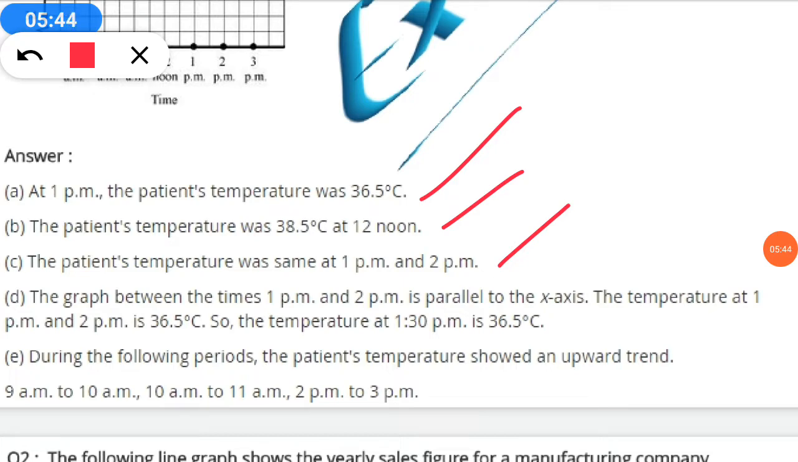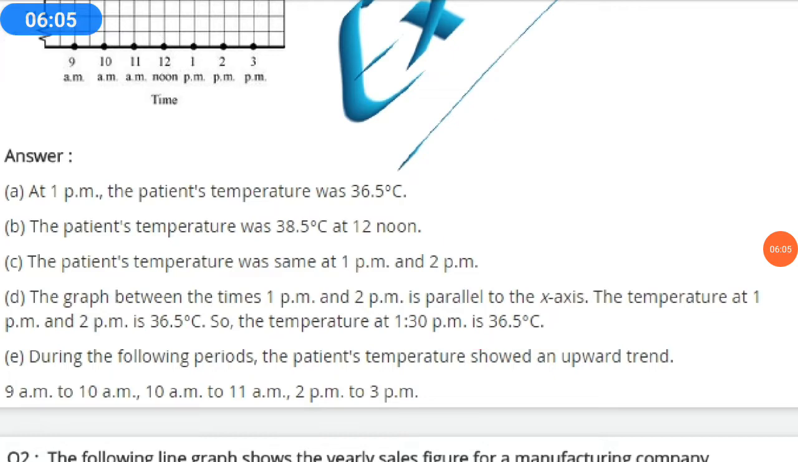That's why the temperature at 1 p.m. and 2 p.m. is 36.5. So the temperature at 1:30 will be 36.5. ये already मैंने explain कर दिया था आपको. Then during the following period the patient's temperature shows the upward. That means अचानक से increase होना, decrease होना, फिर increase होना. That is the temperature. So here it is already mentioned.